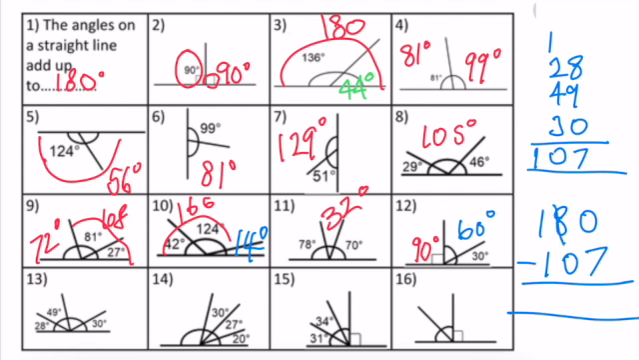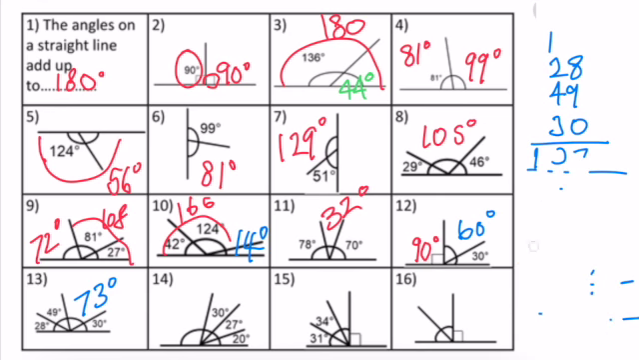0 subtract 7 we can't do, so it becomes 10. 10 take away 7 is 3. 7 take away 0 is 7, and 1 take away 1 is 0. So for this one, have I done that right? 28, 49, 30, yeah. That's 73 degrees. And we're going to do the same thing now for 14.